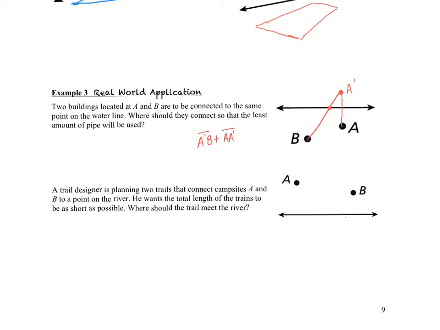So the next word problem is very similar. We're going to reflect B because it's closer to the reflection line. And we can see that right here where we're intersecting, I'll put an X right here. That's where the trail should meet the river.